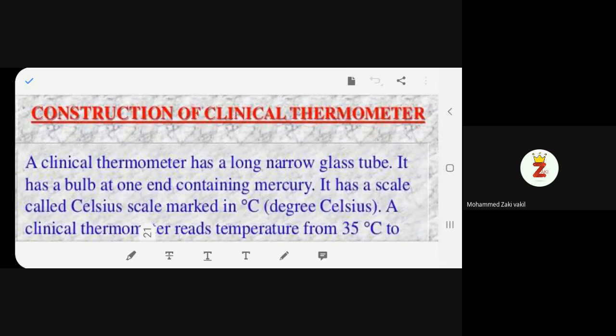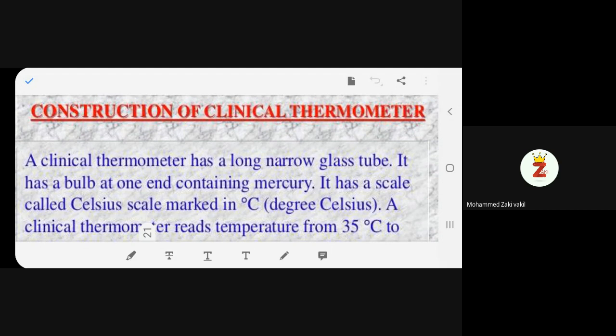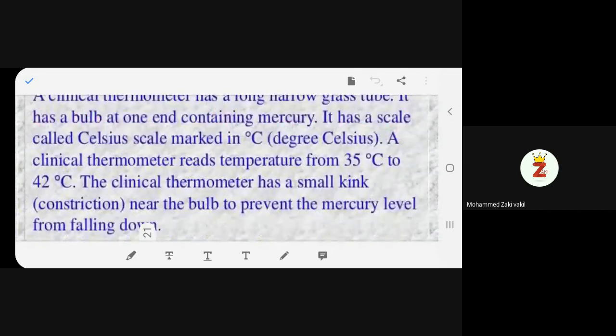Construction of clinical thermometer. A clinical thermometer has a long narrow glass tube. It has a bulb at one end containing mercury. It has a scale called Celsius scale, marked in degrees Celsius. A clinical thermometer reads temperature from 35 degrees Celsius to 42 degrees Celsius. Clinical thermometer has a small kink, a constriction near the bulb to prevent the mercury level from falling down.